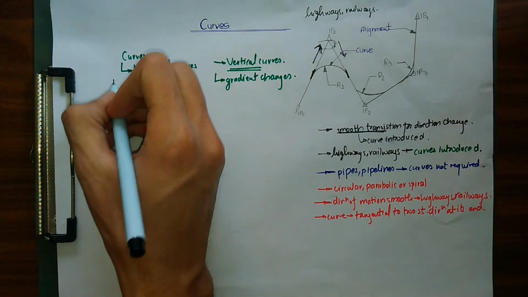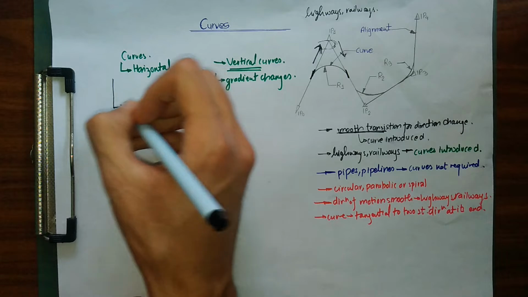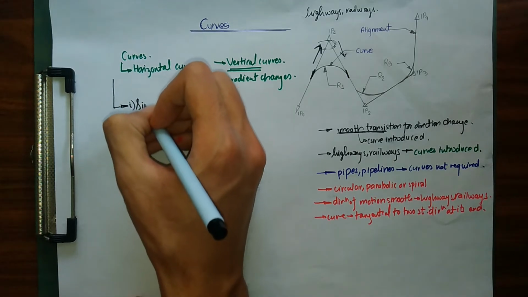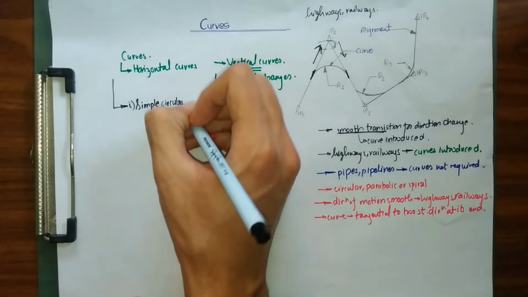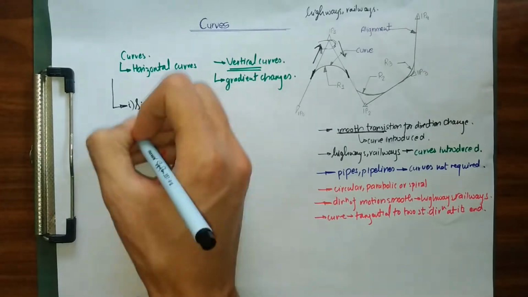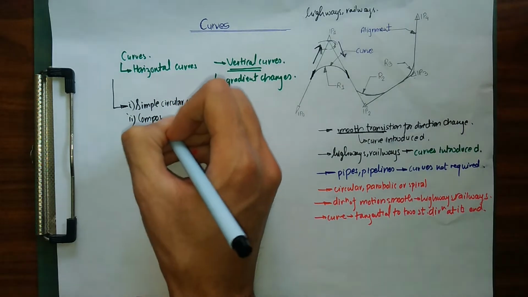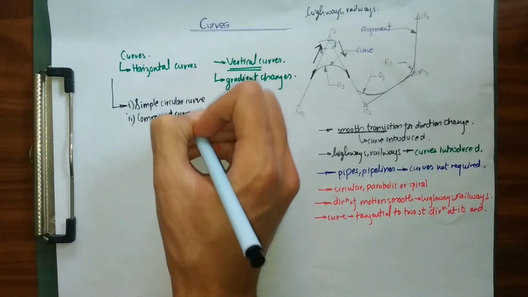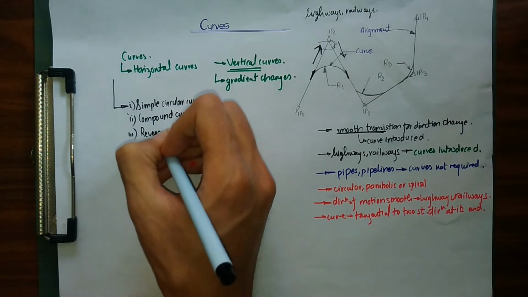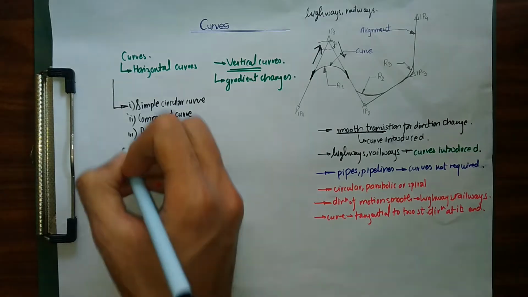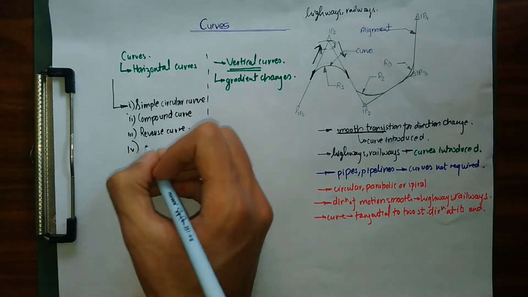Firstly, let me give the types of horizontal curves. Among horizontal curves, we have four types. First, we have the simple circular curve. Second is the compound curve. Third we have the reverse curve, and our final type of horizontal curve is the transition curve.